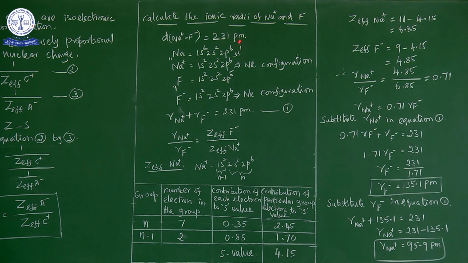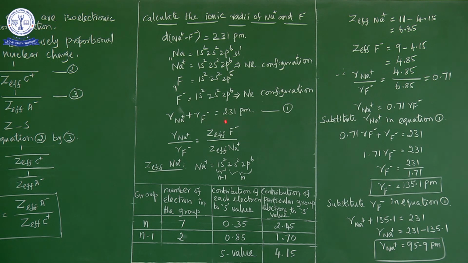because the unit of internuclear distance is given in picometer. So the radius of fluoride ion is also in picometer. The radius of fluoride ion is substituted again in equation 1, because equation 1 is the radius of sodium ion plus the radius of fluoride ion equal to 231 picometer. So the radius of fluoride ion is replaced by 135.1, and the radius of sodium ion is equal to 95.9 picometer. So the radius of cation Na plus and the radius of anion F minus are calculated using the Pauling method.